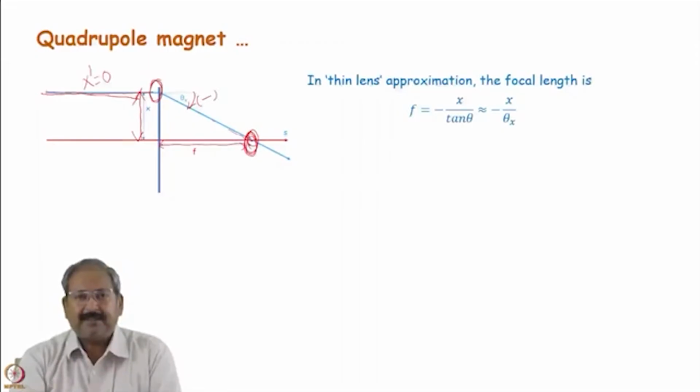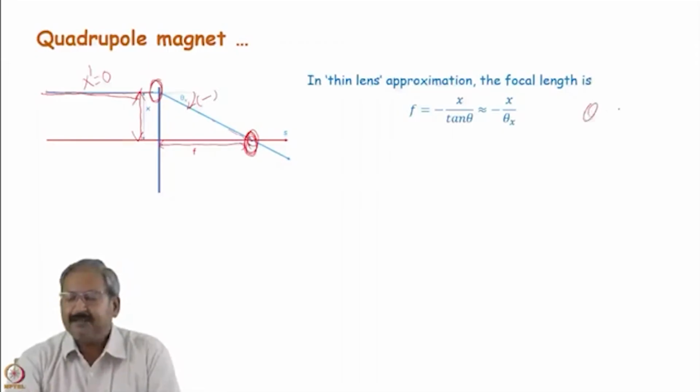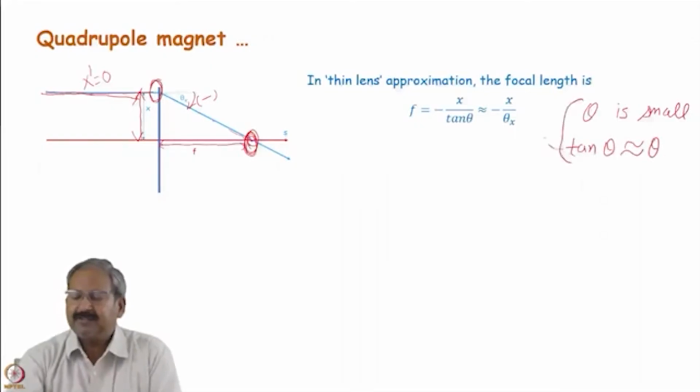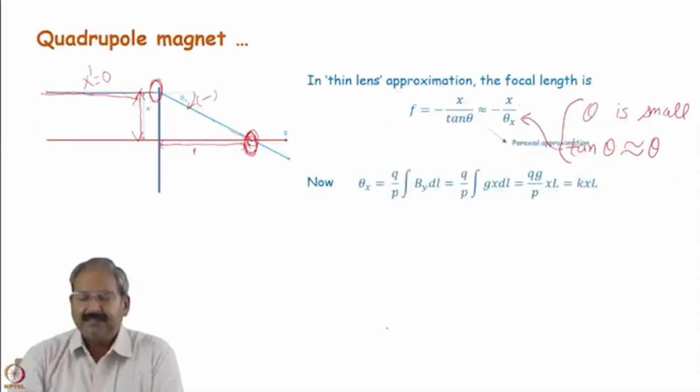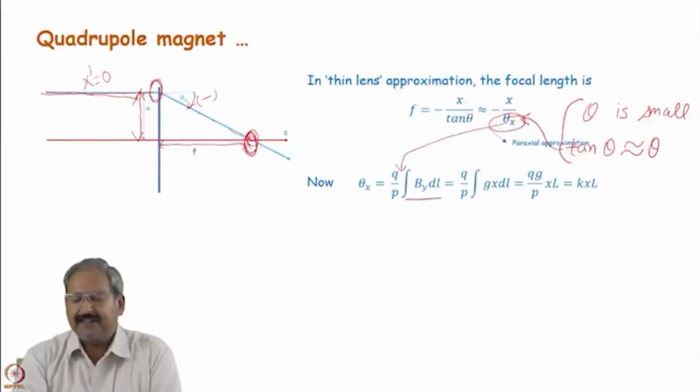And in paraxial approximation, where theta is small, we can always have tan theta is approximately theta. And this approximation is again used here. So our focal length is x by theta x. Now from previous slides, we can put the value of theta x in terms of B and L. Now here theta x will be q by p integration of By dl.